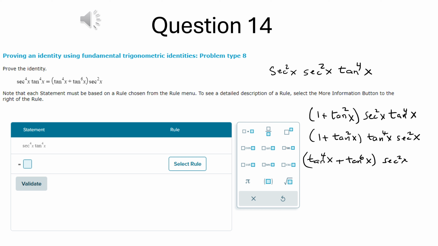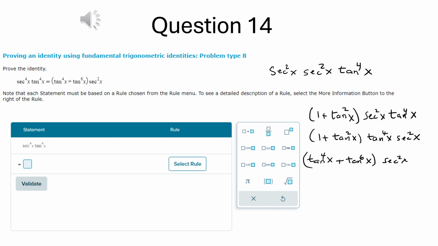For example, you take the left hand side, which is secant to the 4th power multiplied by tangent to the 4th power. And you separate secant to the 4th power like secant squared, secant squared. And secant square, I know very well using the Pythagorean identity, is 1 plus tangent square.